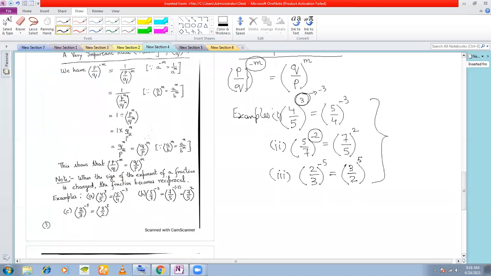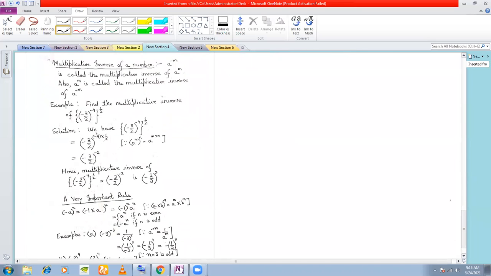Very, very important rule. Please remember this. We'll be using this very often. Next, multiplicative inverse of a number. Now, what do you mean by multiplicative inverse of a number? Multiplicative inverse of a number means you simply change the sign of the power. For example, you have a to the power of m.